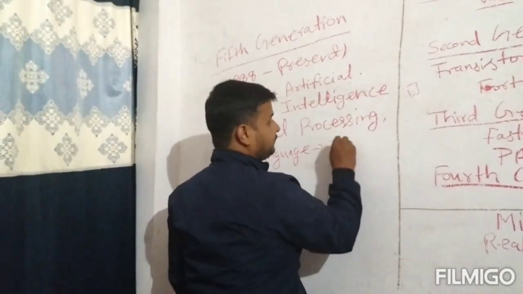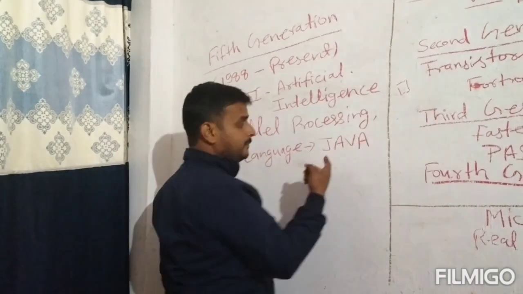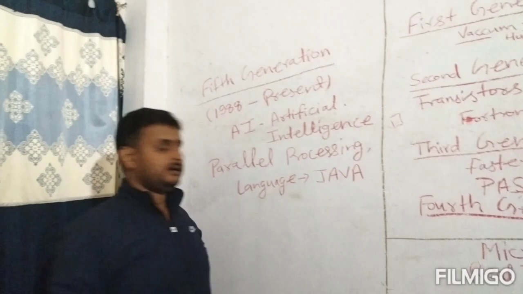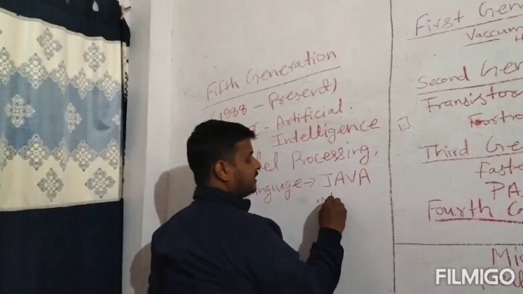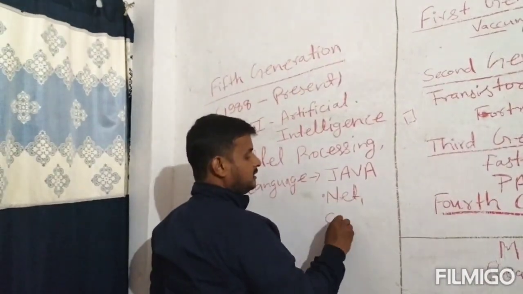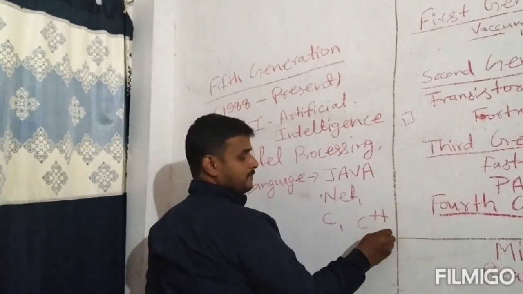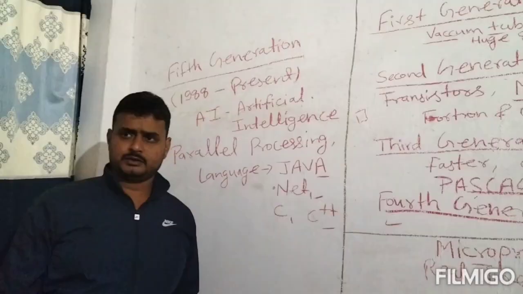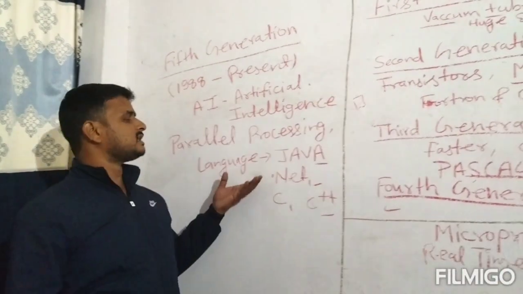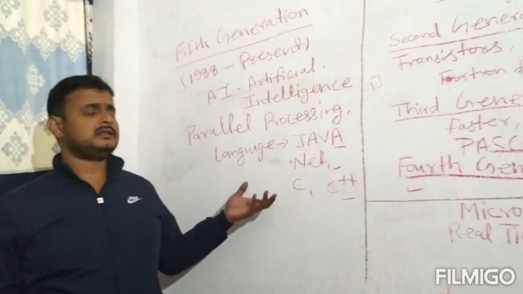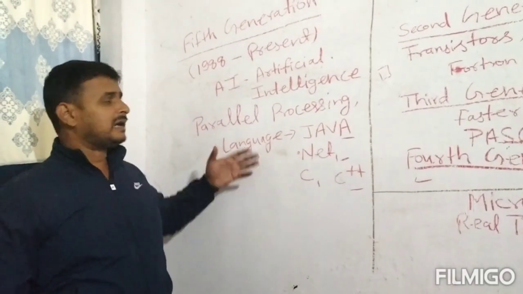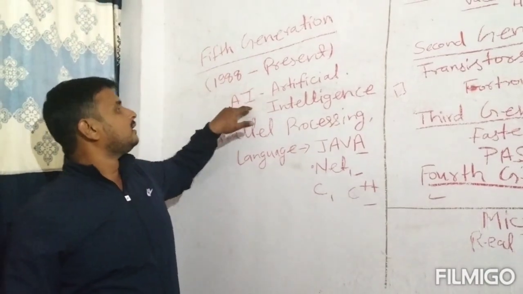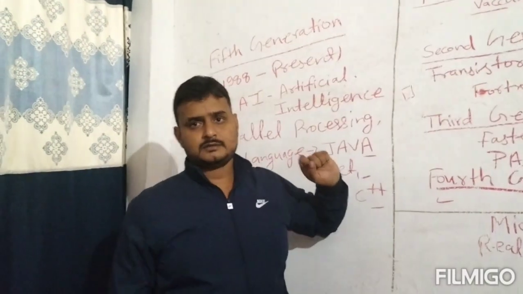and the languages that are used are Java, .NET, C, C++. C, Java, and .NET were also used in fourth generation computers. The same languages are used, and some are new, like Python. Python is basically totally dependent on AI, artificial intelligence.